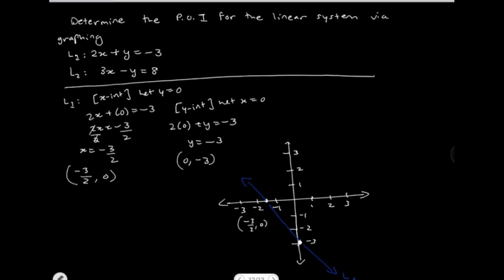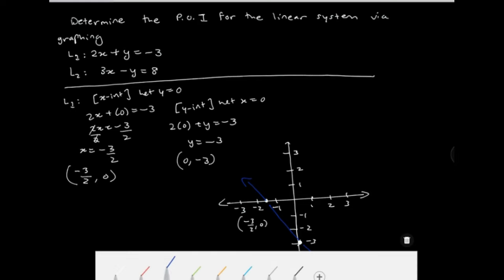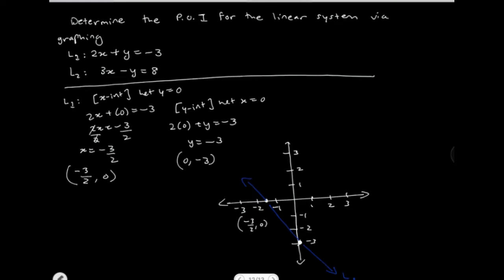Now I'm going to do the same thing for line 2. I'm going to find the x and y intercept, and then we're going to plot it by using the intercept method. If you guys aren't too comfortable with the intercept method, just go back and review some of my videos regarding sketching by using the intercept method. So I'm going to look at line 2, and for line 2 you get 3x minus y is equal to 8.